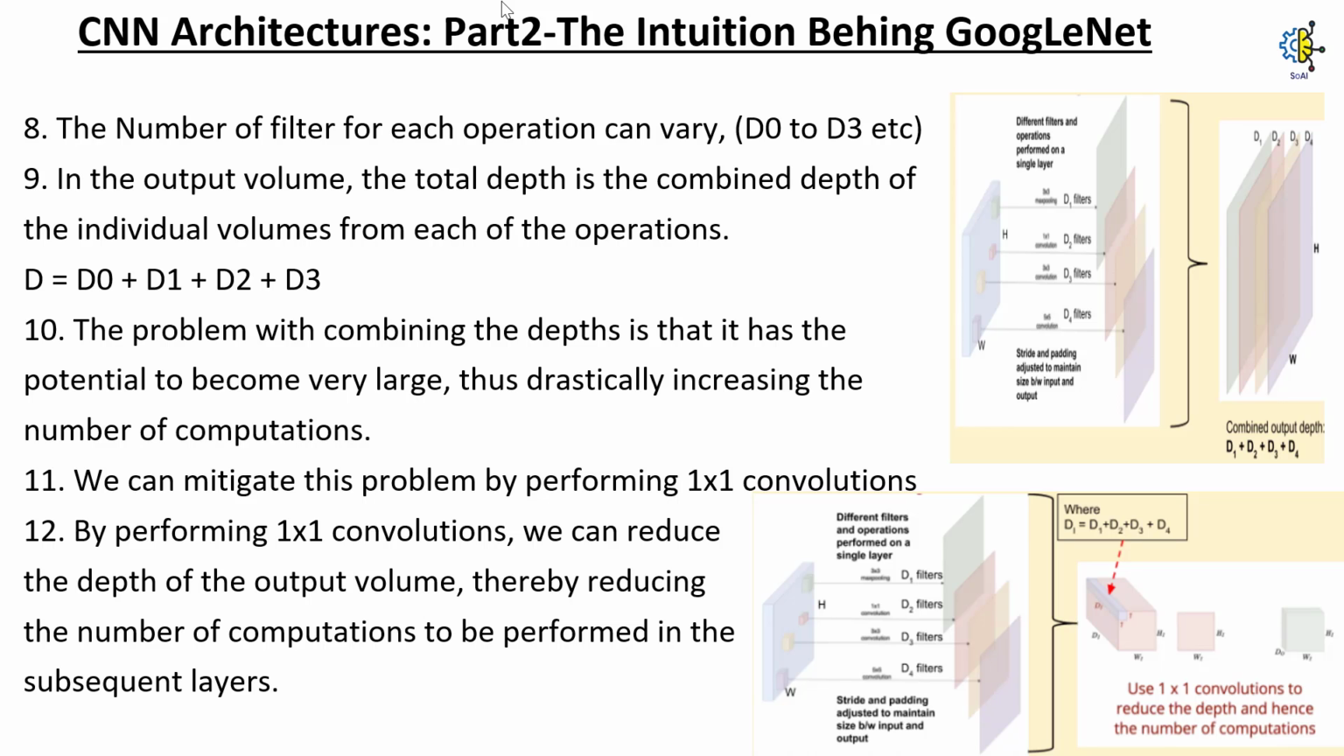The problem with combining the depths is that it has the potential to become very large, thus drastically increasing the number of computations. We can mitigate this problem by performing 1x1 convolutions. By performing 1x1 convolutions, we can reduce the depth of the output volume, thereby reducing the number of computations to be performed in the subsequent layers.